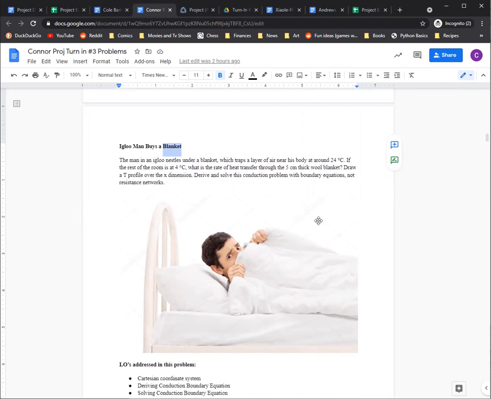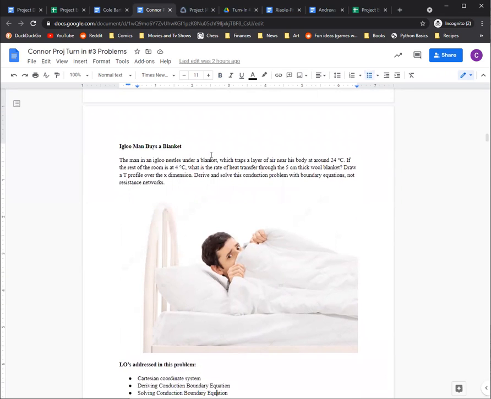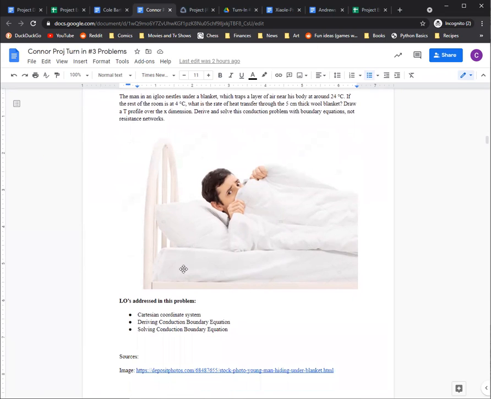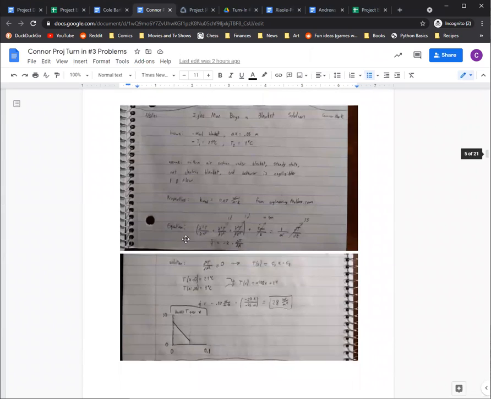Basically, just deriving the temperature profile and solving the conduction boundary equation that you get. You're given the temperatures on either side. So this is basically the simplest 1D problem you can get in the Cartesian coordinate system.